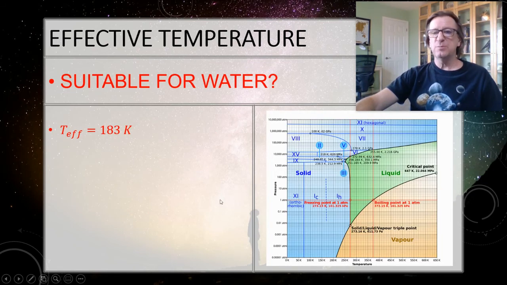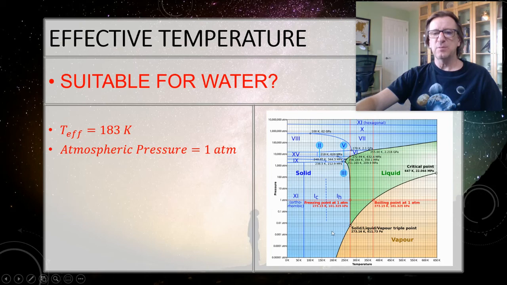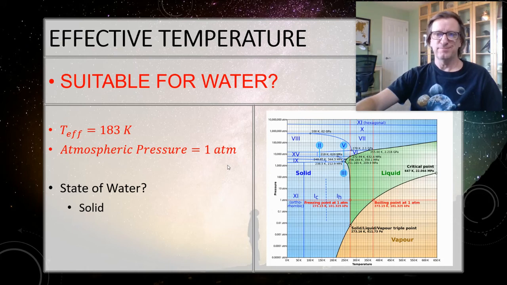All right, so is it suitable for water? Well, just knowing the temperature isn't enough. Remember, that just tells me where to start here, but I need to know how far to go up, so I also need the pressure. So let's assume that this planet has the same atmospheric pressure as Earth. So it's 1 atmosphere of pressure, and it's 183 degrees Kelvin. That's going to be right here. So it's going to come up to here, looking at your water phase diagram, and that means the state of the water is going to be solid. So this is not a habitable world.